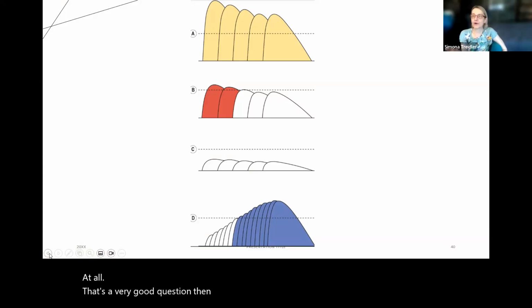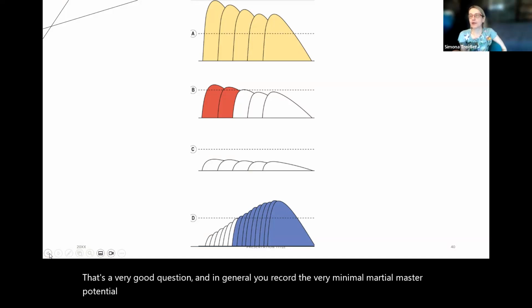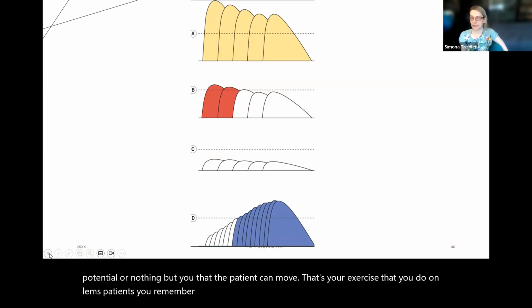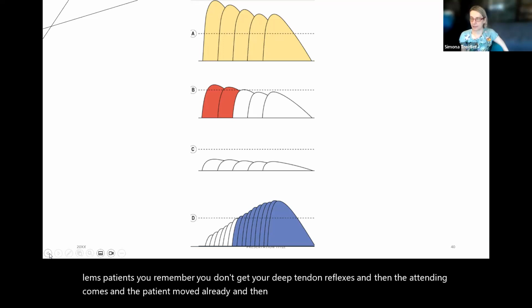In general, you record a very minimal muscle potential or nothing, but you know that the patient can move. That's the exercise that you do on LEMS patients. You remember, you don't get your deep tendon reflexes, and then the attending comes and the patient has already moved, and the deep tendon reflexes are coming up. That's a very interesting particularity.